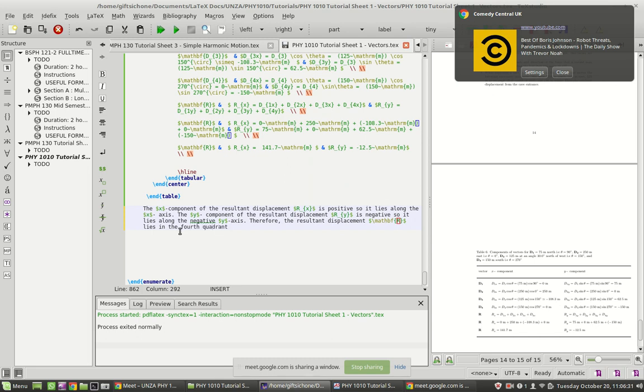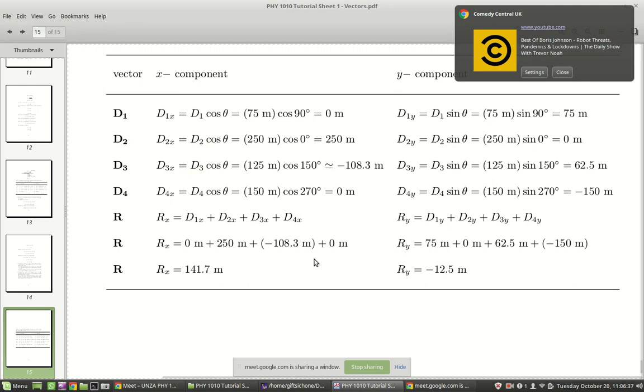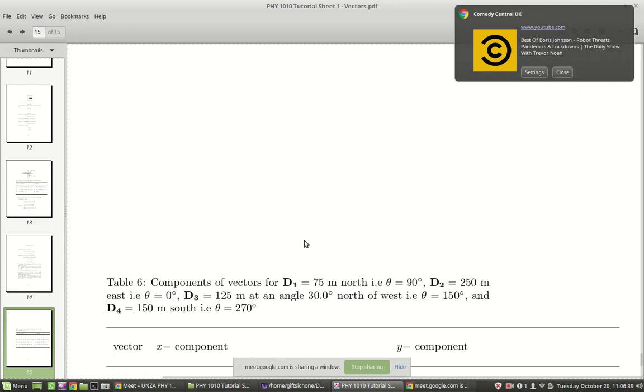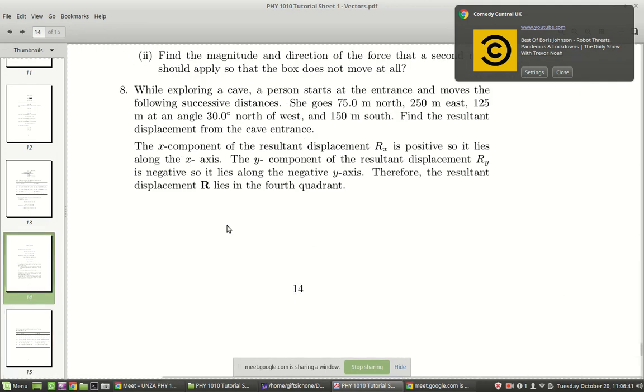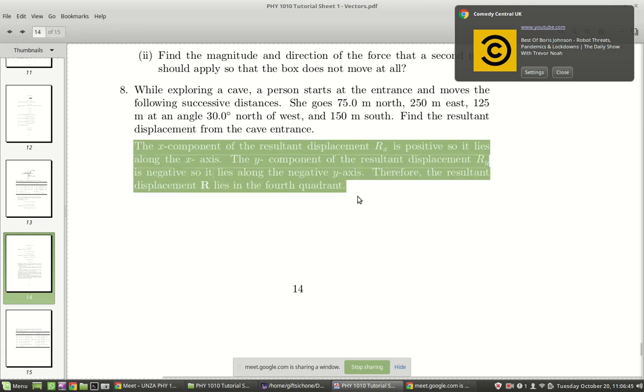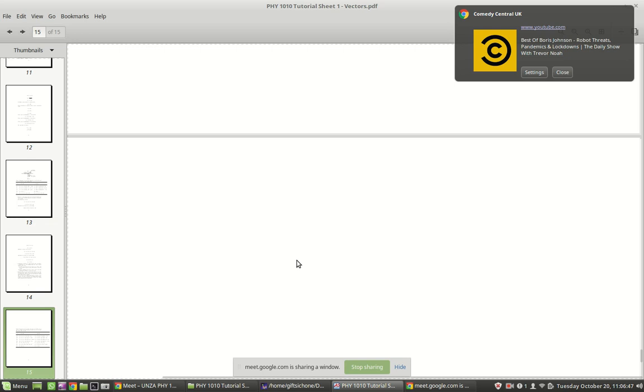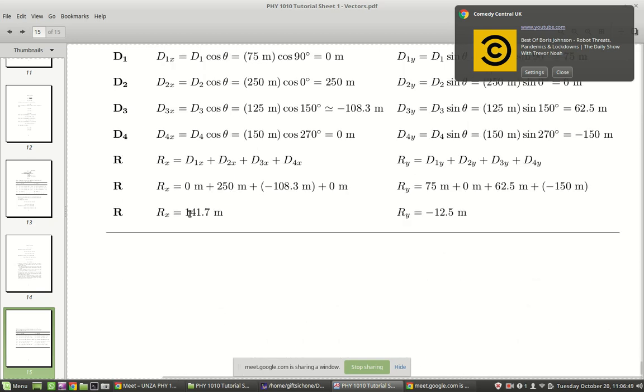Okay, so at least we know where R is now from looking at the components. The x component of R is positive, so this one lies along the positive x-axis. The y component is negative, so this one lies along the negative y-axis. Therefore, R must lie in the fourth quadrant.